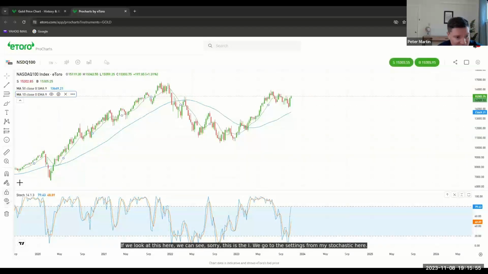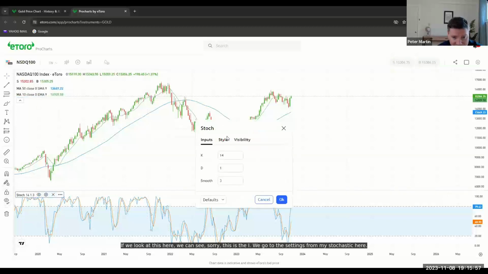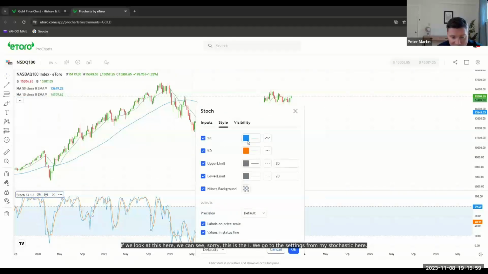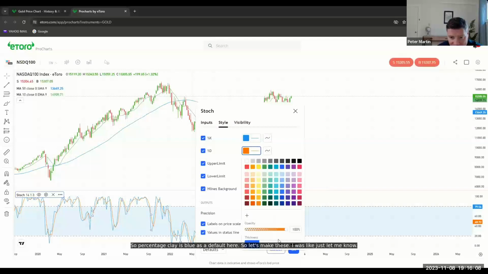If we go to the settings for my stochastic here, percentage K is blue as a default. I prefer the smooth line to be a fatter line and a paler line. And that just makes me know that's my smooth.